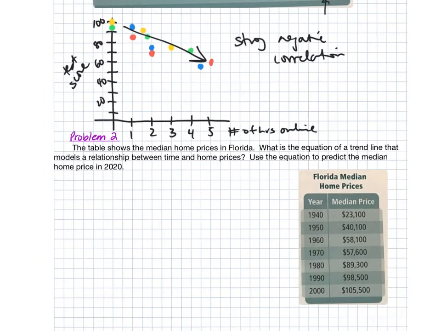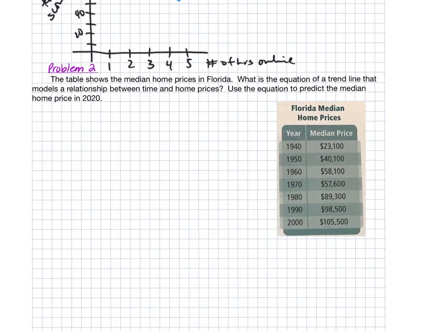Okay, so moving on to problem 2, the table shows the median home prices in Florida. What is the equation of a trend line that models a relationship between time and home prices? Use the equation to predict the median home prices in 2020. Okay, so we're going to take this one step further now.